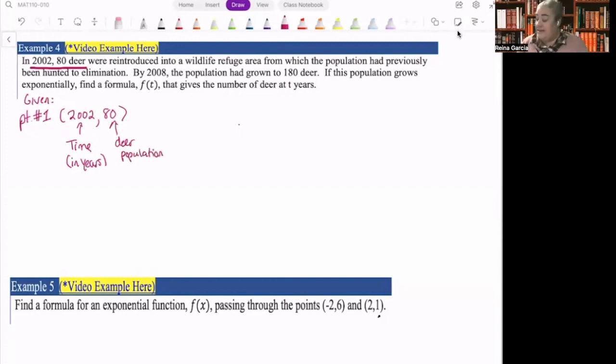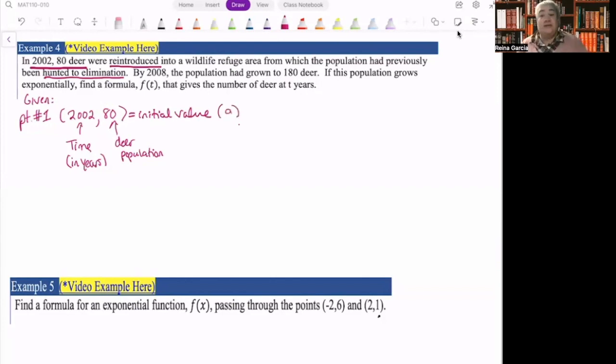Now, as we keep reading, it says the deer are reintroduced into a wildlife refuge area from which the population had previously been hunted to elimination. So that means that previously, because they were hunted to elimination, there were 0 deer living there, and this is when they were reintroduced. Because we know that prior to this 0 deer lived there, we can assume that the point we are being given is indeed our initial value, or for the purposes of our function, this is A.